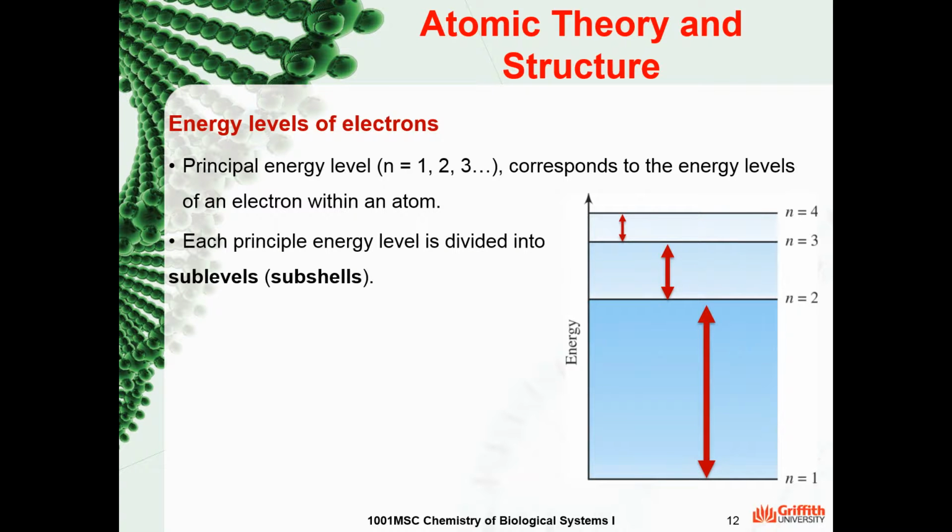The second quantum number is called the subshell, and there are different numbers of subshells within each shell. For example, there is only one subshell in the first shell. This subshell is called 1s. In the N2 shell, there are 2 subshells, and they are called 2s and 2p. In N3, there are 3 subshells, 3s, 3p, and 3d. In N4, there are 4 subshells, 4s, 4p, 4d, and 4f.